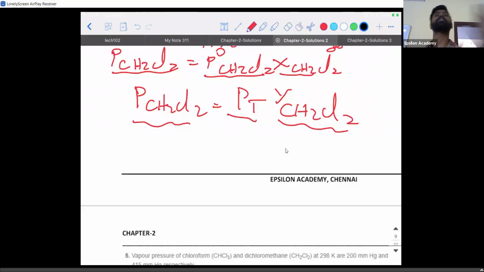Raoult's law and Dalton's law, two formulas. Okay, I would say three formulas for Raoult's law. PA is equal to PA naught XA, PB is equal to PB naught XB, P total is equal to PA plus PB. Dalton's law of partial pressure, P1 is equal to P total into Y1, P2 is equal to P total into Y2. That's it. 5 formulas. If you know, everything is at your fingertips. Easily you'll be able to find.